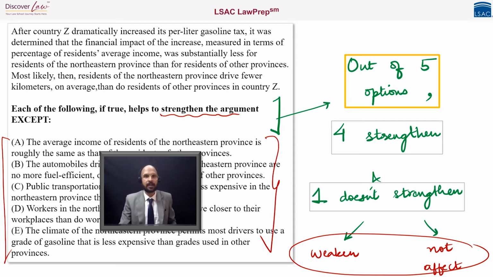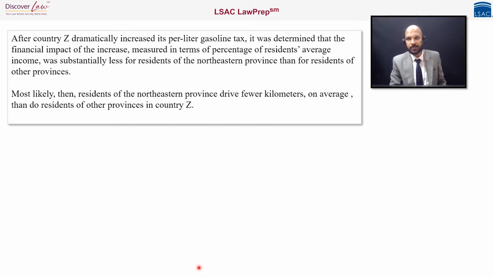Let us go ahead and first understand the argument and then proceed to looking at the options. Let us read the argument together. It reads, after country Z dramatically increased its per litre gasoline tax, it was determined that the financial impact of the increase, measured in terms of the percentage of the residents' average income, was substantially less for the residents of the northeastern province than for the residents of other provinces.